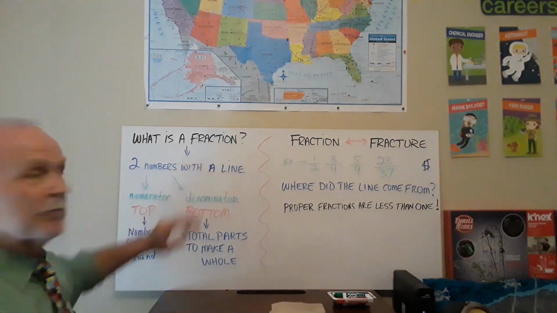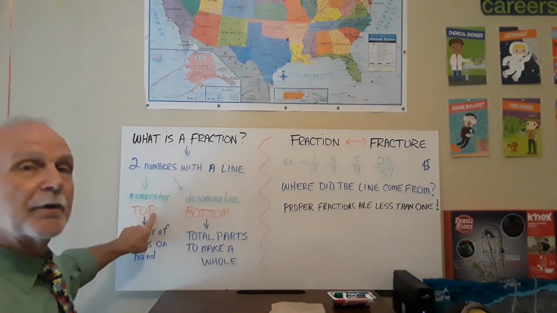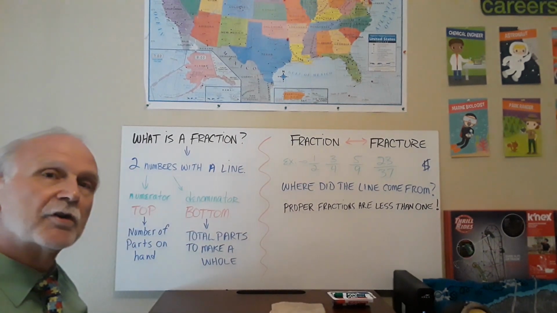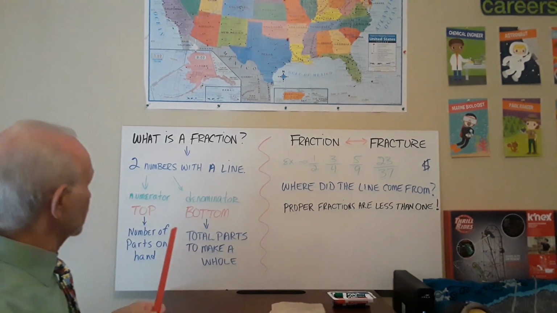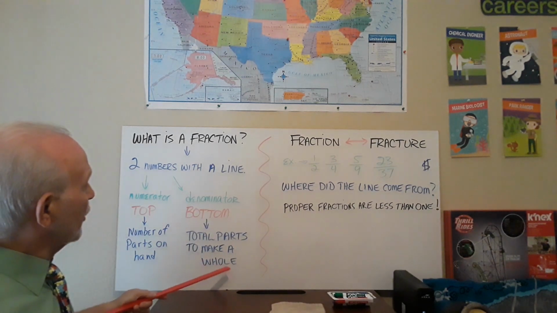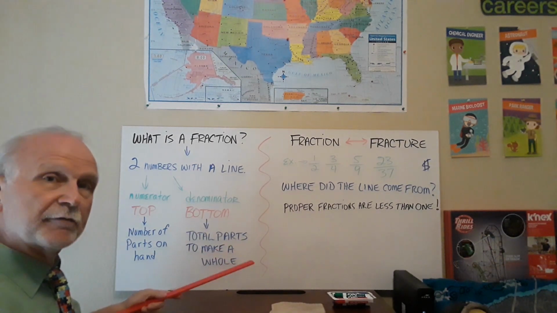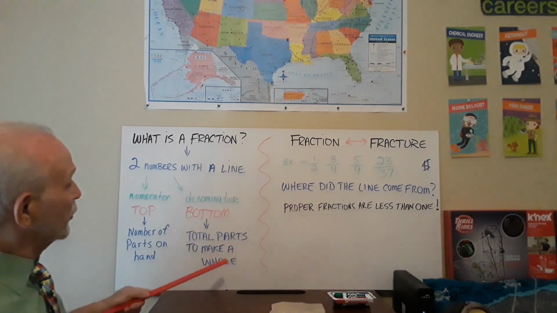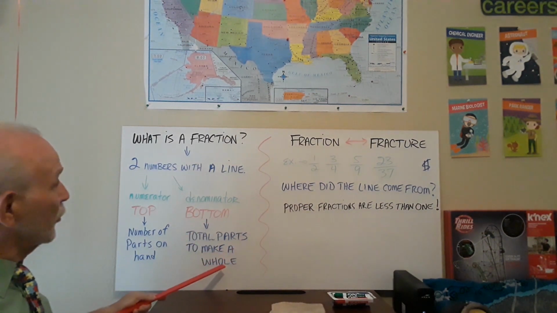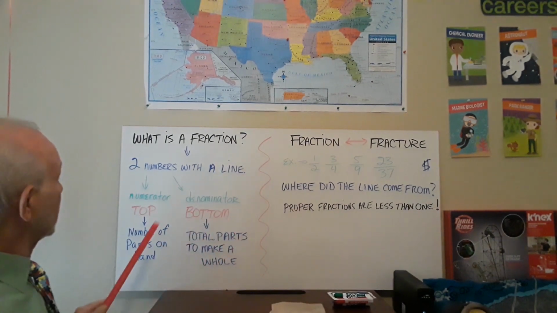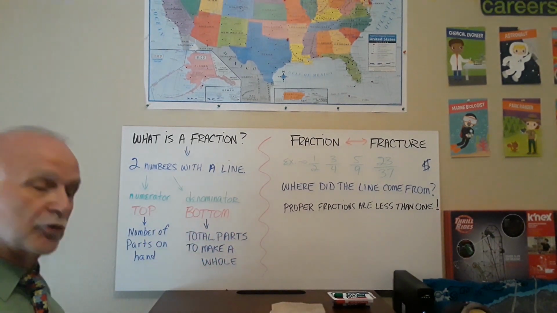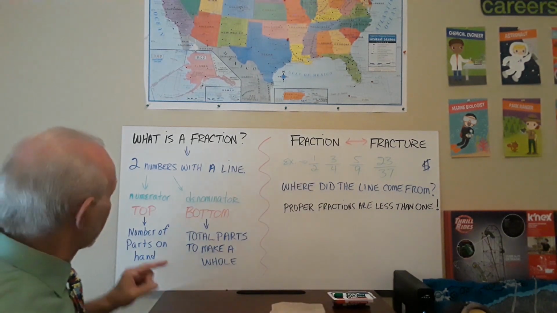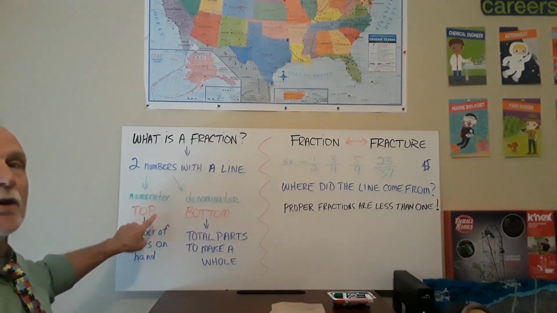All right. Two numbers with a line. The one on the top is the numerator, the one on the bottom is the denominator. And very simply, a fraction shows that something, a whole something, was divided into equal parts. And the number of parts in the whole thing is the denominator. And the number that we're referring to, that we have in our hand, whatever it happens to be, that's the numerator.